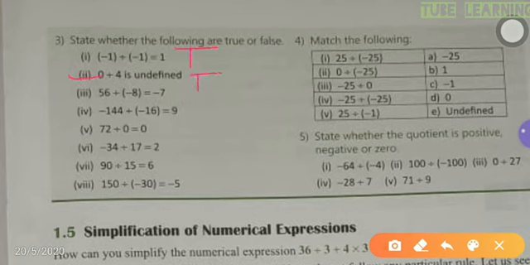Third one is 56 divided by minus 8. 56 divided by 8 is 7, and one is positive, one is negative, so the quotient is negative, so this is also true. Fourth one, minus 144 divided by minus 16. Both are negative integers, so our quotient will be positive. And the quotient, minus 16 into 9 is how much? 144. Okay, so this is true.